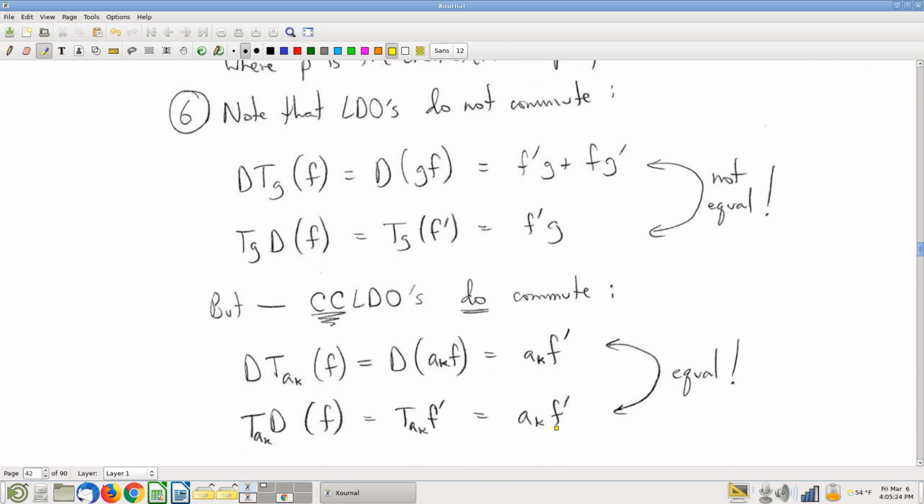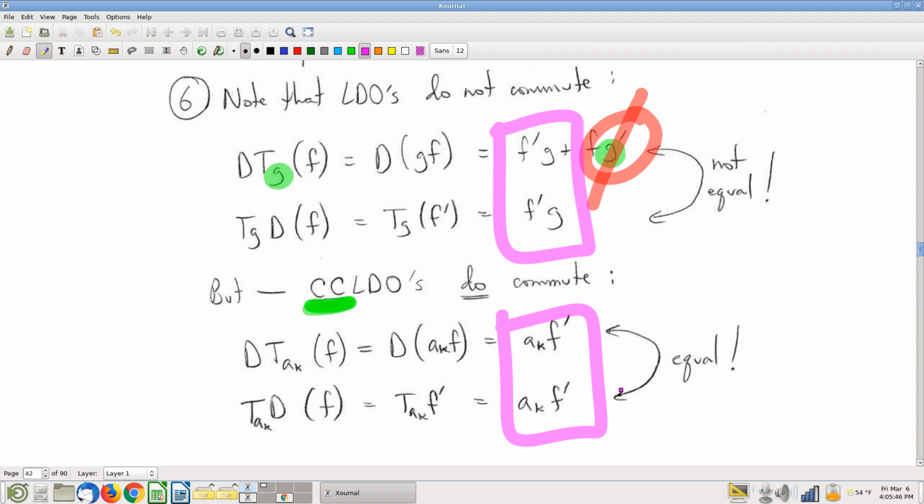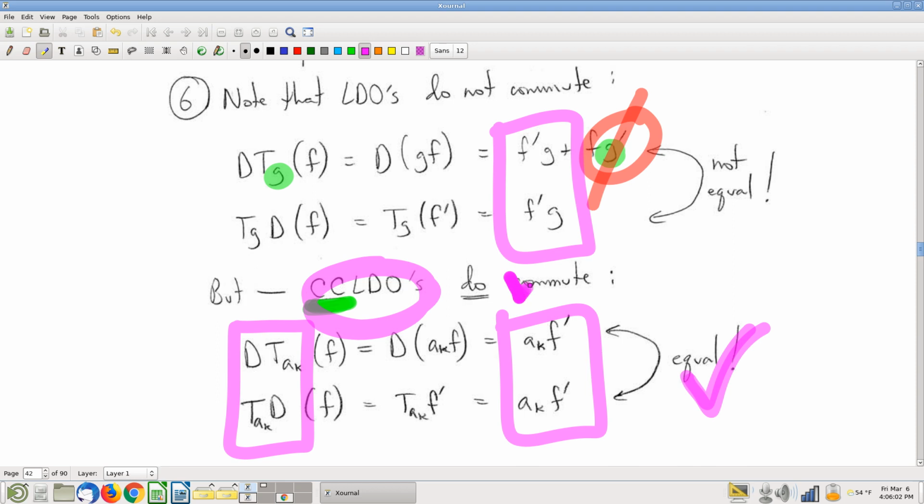Here's the good news though. If you have constant coefficients, constant coefficient means that this g, the things that we're multiplying by, they are constants. If they are constants, their derivatives are 0. That term goes away, and therefore these things are equal. So, neat fact, when you're doing algebra of linear differential operators, it doesn't commute, but if you're doing algebra of constant coefficient linear differential operators, you can switch the order, it does commute.